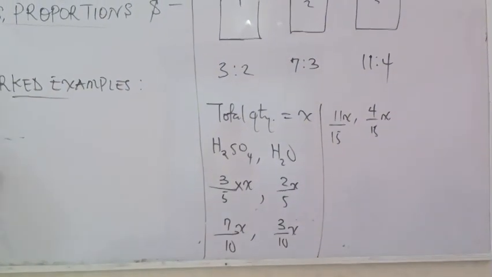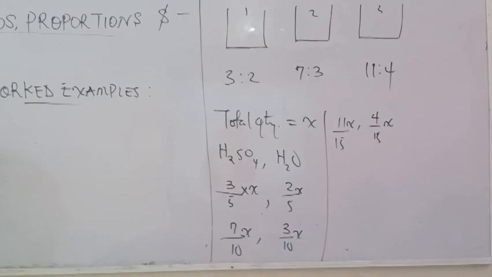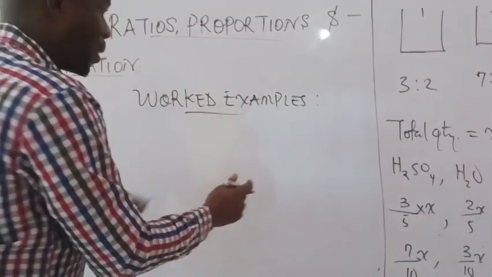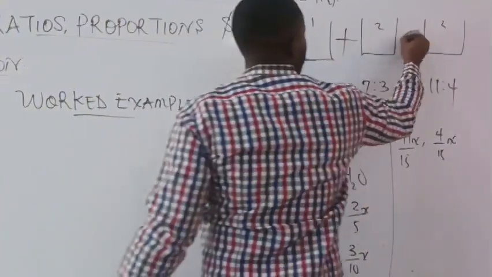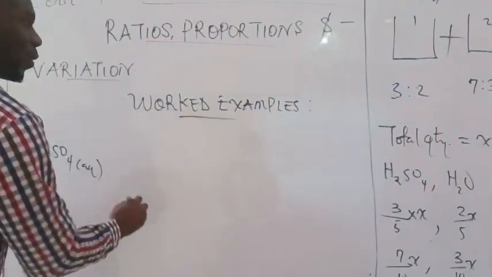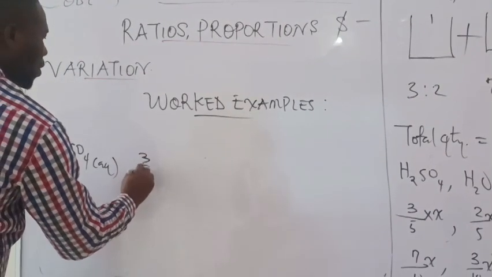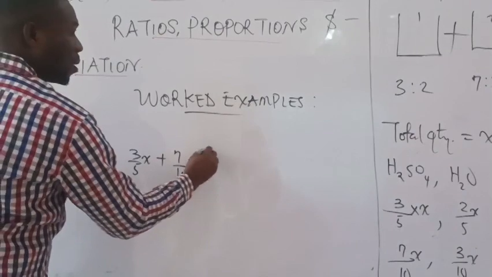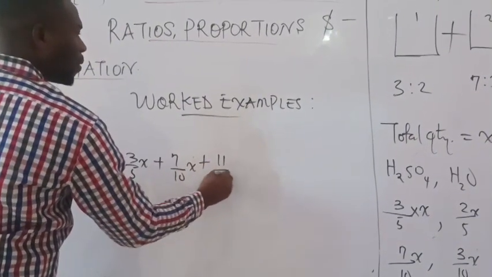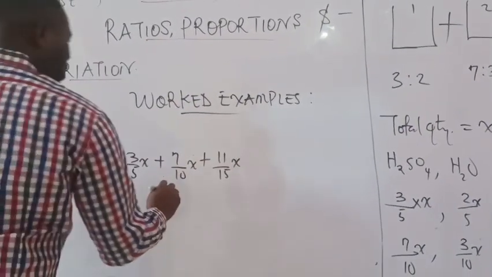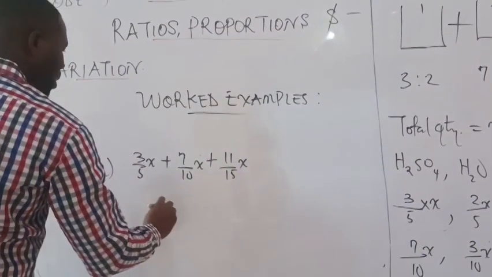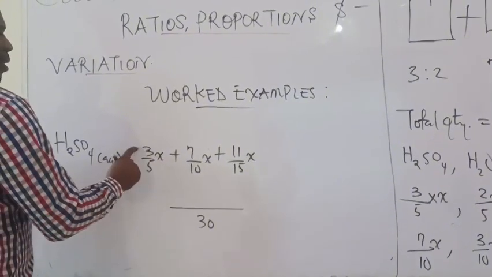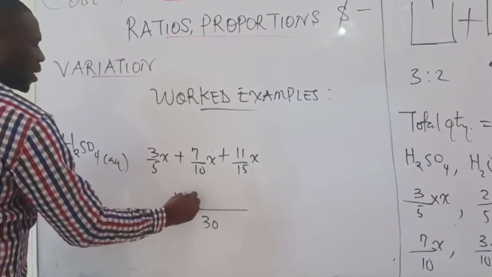So for sulfuric acid in the container, that is all mixed together now. So we mixed everything all up. So for sulfuric acid, I have 3 over 5x plus 7 over 10x plus 11 over 15x. And of course, the LCM of 5, 10, and 15 should be 30. So this is a 30. 30 in 5, that's 6. 6 times 3 is 18. It's taking your x in front.